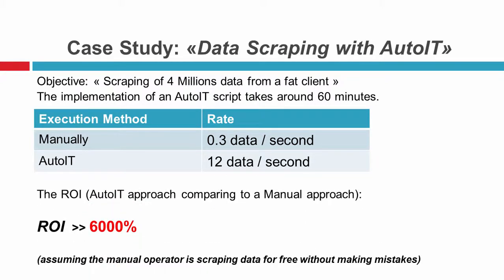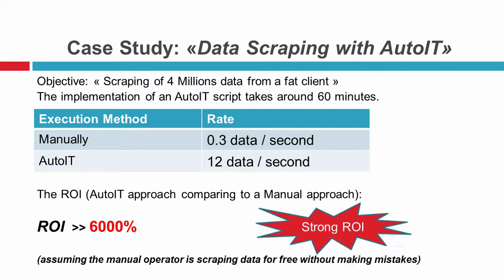The ROI in that situation will be more than 6,000%, assuming of course that the manual operator is scraping data for free without making mistakes, exactly like an AutoIT script. That ROI is very strong, and automation is here fully justified because this task seems to be impossible to achieve by a human in a dedicated and tight time frame.